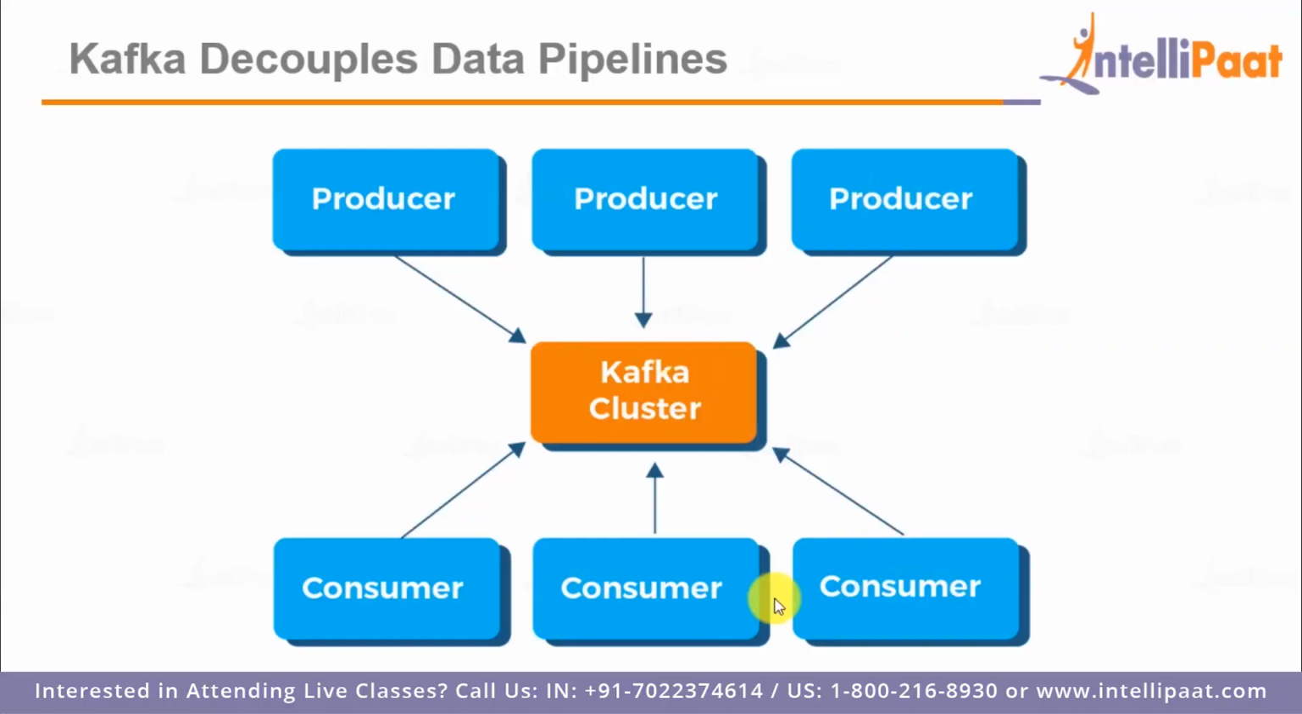Now the consumer generates a request and it consumes the data from this Kafka cluster. So this is how the process flow goes. The producer generates all of the data which is stored in the Kafka cluster, and from the Kafka cluster the consumer consumes all of the data. So we see that the number of data pipelines has decreased over here.